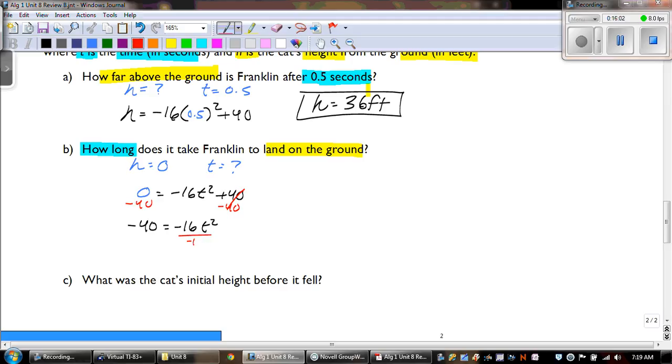And we have negative 40 equals negative 16t squared. The next step is to divide both sides by negative 16. And we get 2.5, right? Equaling t squared. And the last step to do would be to take the square root. And remember, when you take the square root, you get two numbers. We get a positive 1.58 and a negative 1.58. And can we have negative time? No. So our final answer is the time would be 1.58 seconds.